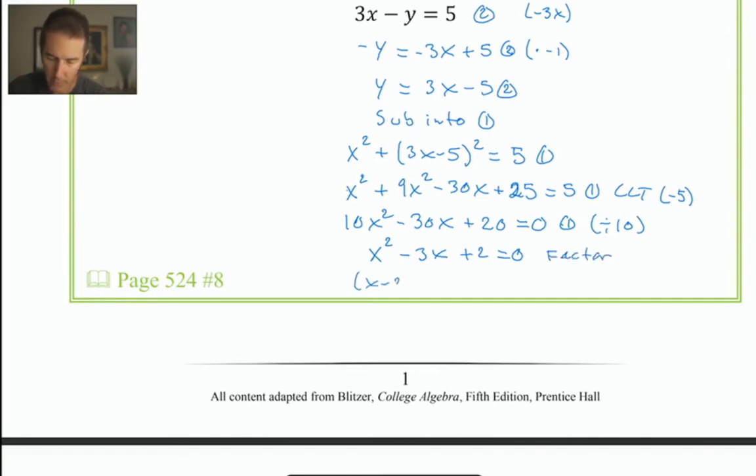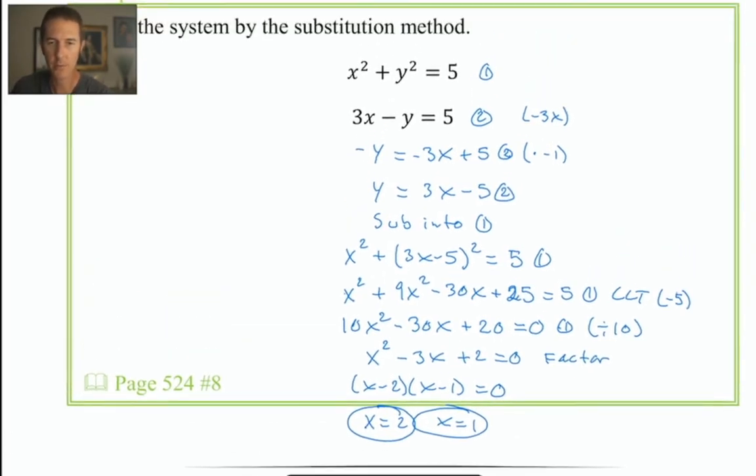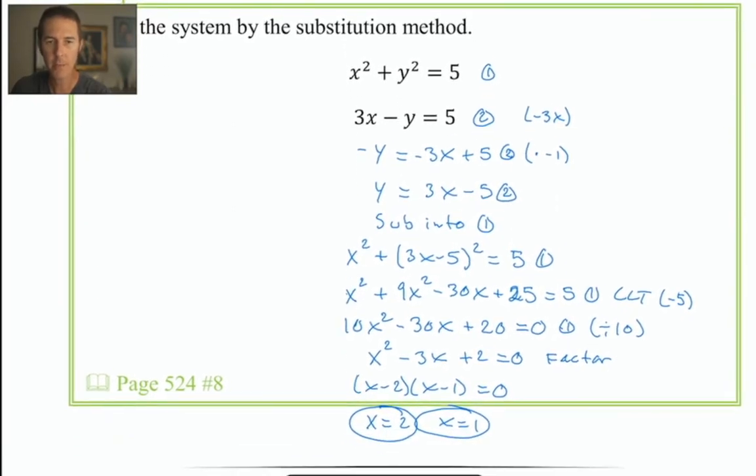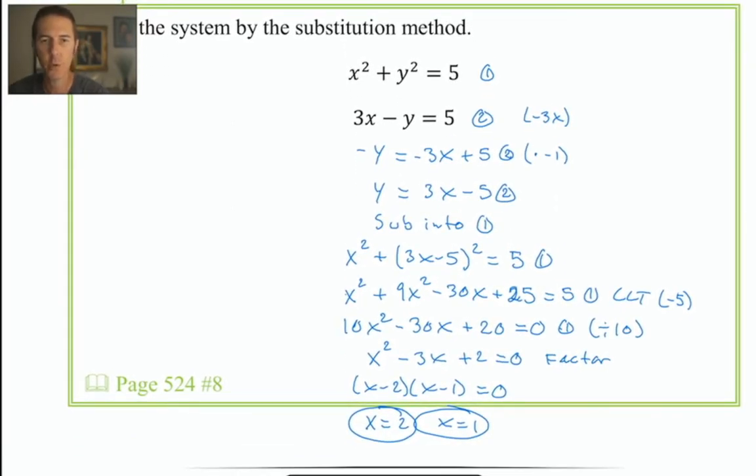We get (x − 2)(x − 1) = 0. The x values that make that true are x = 2 and x = 1. Now we're making some progress. In order to find the y values that go along with these x values, I have a couple of options. I can take my x values and plug them into equation number 2, or I could plug them into equation number 1.